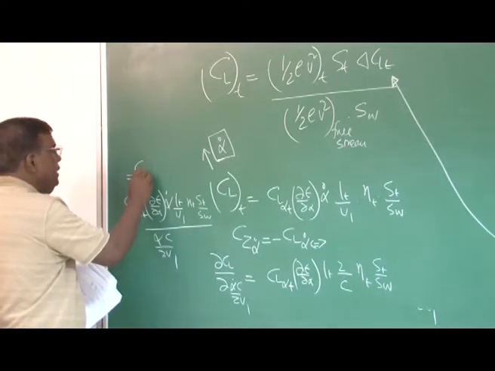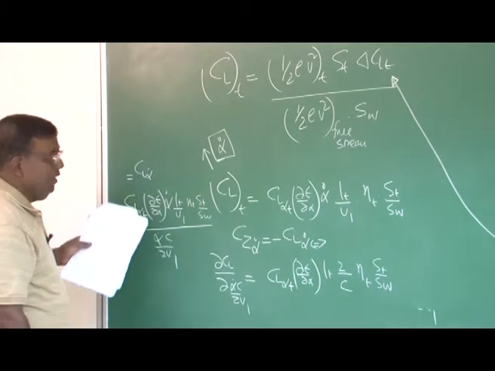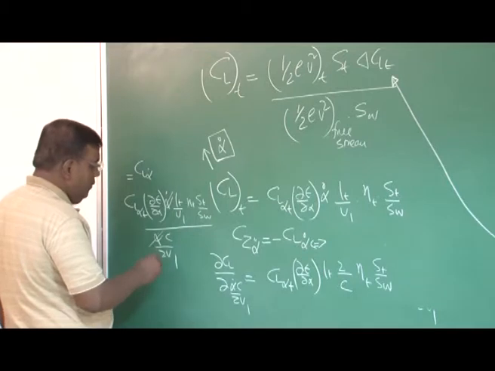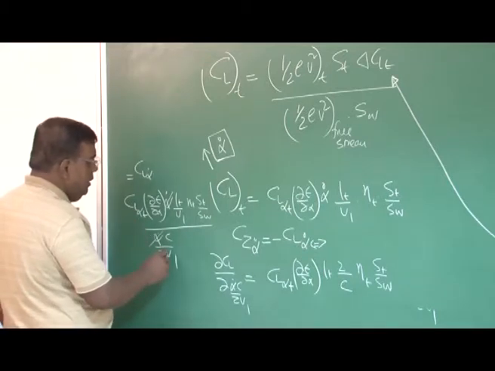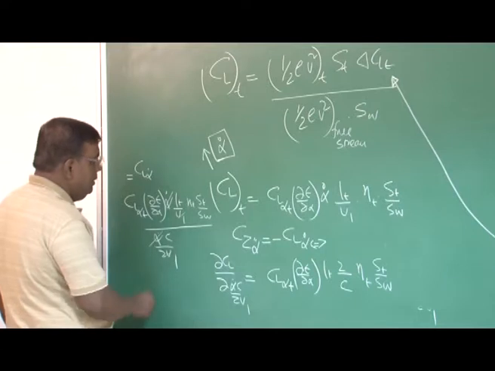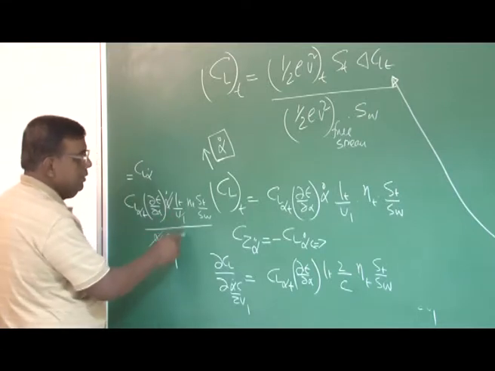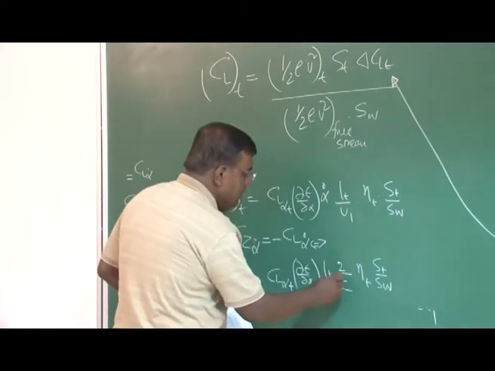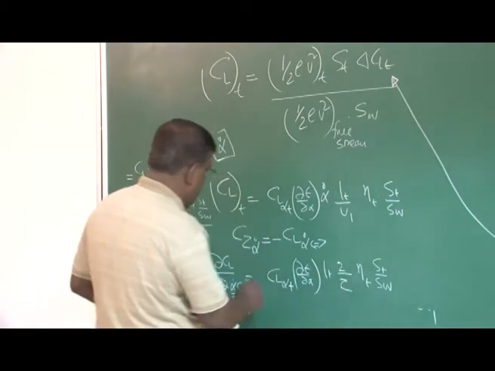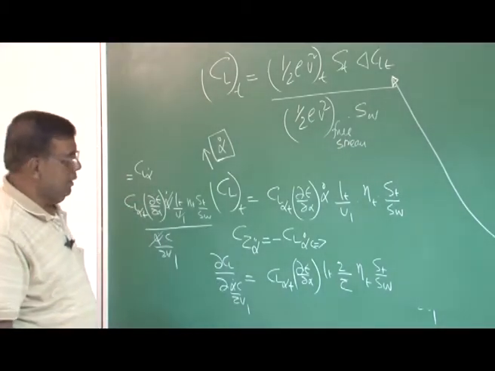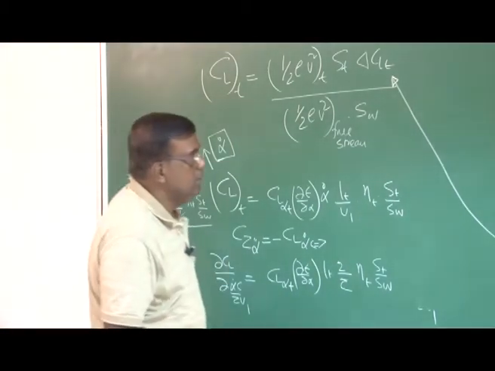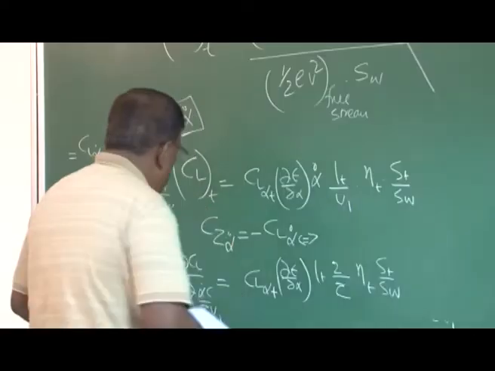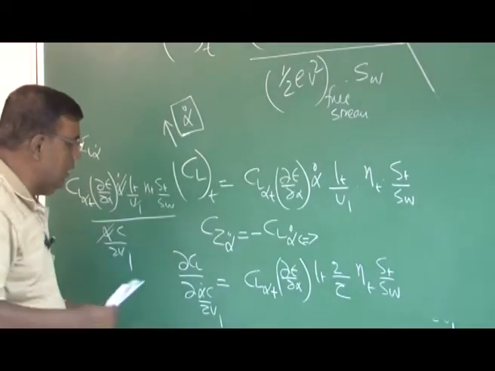This is nothing but CL alpha dot, because it is linear I can just divide. So, I see that this goes off, 2 goes to numerator, U1 gets cancelled. So, I have LT by C eta, same thing. You see here, 2 comes here, LT by C is here, eta T ST by SW. Fantastic. Right? It is so nasty, but once you get a correct result, you start loving it.